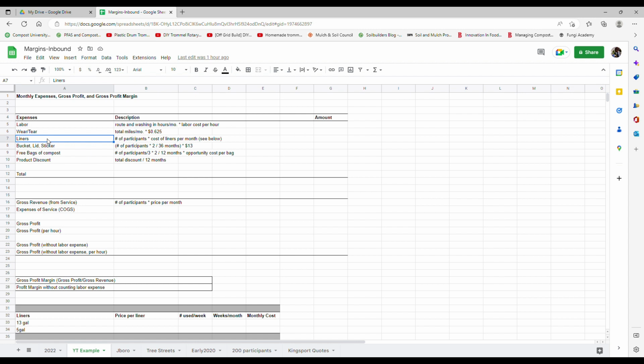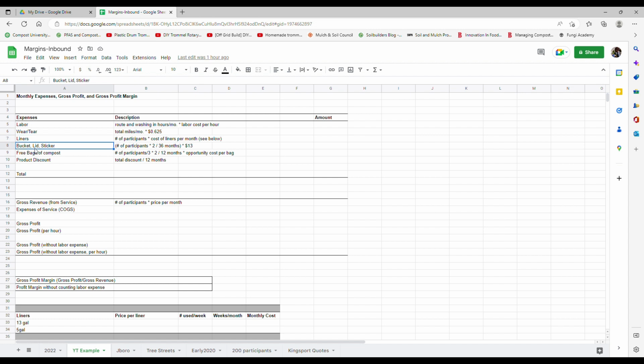Liners, compostable liners, if you provide those to your customers, and I encourage that you do, it makes it less messy for them and a lot quicker for you to wash the buckets. You'll still have to wash them, but it'll be a lot better.